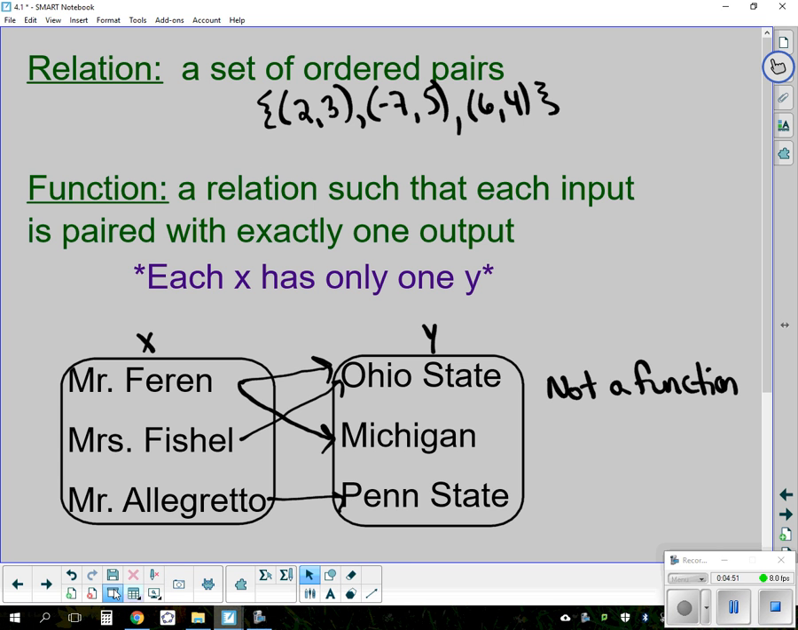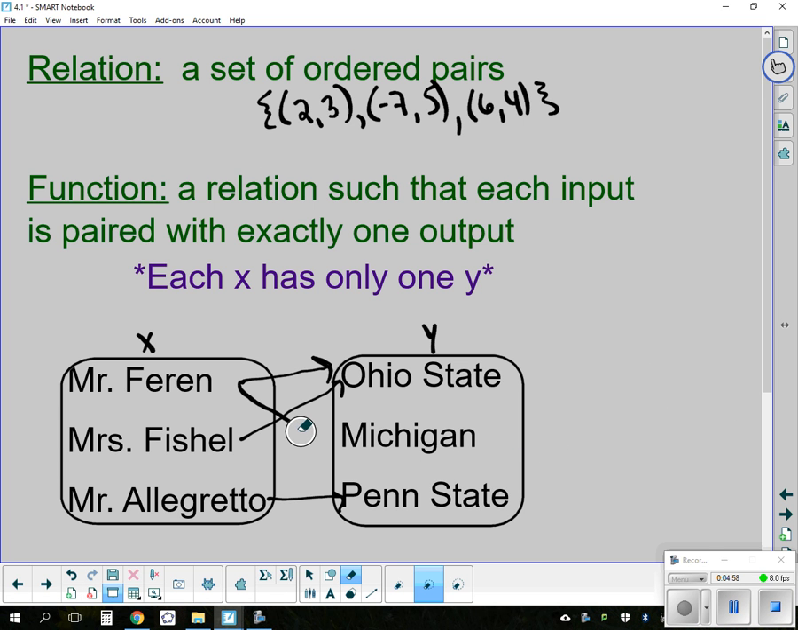Now let's say that Mr. Farron really comes to his senses and decides he doesn't like Michigan at all, which nobody should, right? Because Ohio State's the way to go. So now we have this happening. Nobody likes Michigan, which is the way it should be. So we don't even need that really in our list, right? Is this a function? Does each x have only one y? The answer is yes. It is a function.